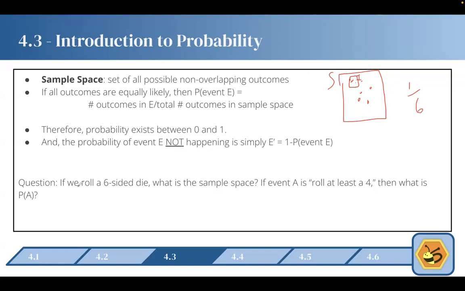Oh, and this is actually the question. The idea to get you to grasp is that the sample space is just all the possible numbers. So the sample space for rolling a 6-sided die would be 1, 2, 3, 4, 5, and 6.